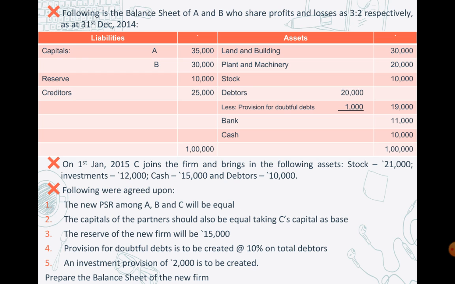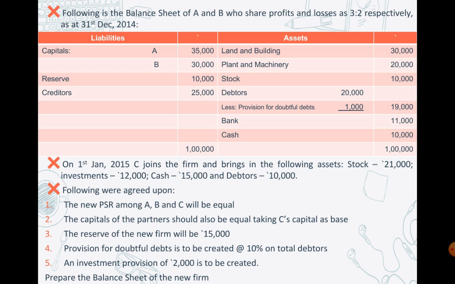You have liabilities and assets. On the liabilities side, you have capitals for A and B. Then you have an amount for reserve, 10,000, and creditors, 25,000. And then you have assets, land and building, plant and machinery, stock, debtors, 20,000, less provision for doubtful debts of rupees 1,000. And then you have balance of cash and balance of bank as well.